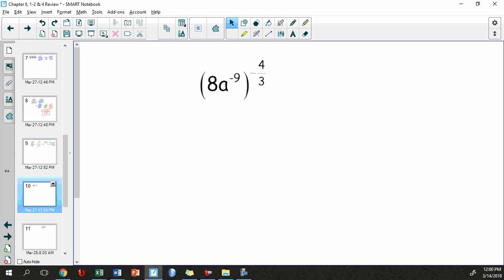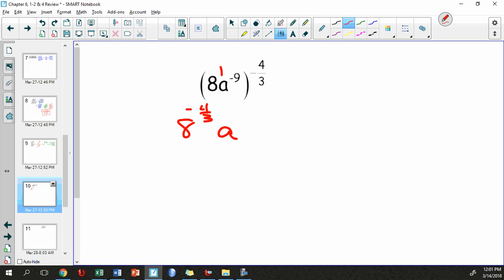Simplify that. And yes, that is a negative 4/3 power. Okay, what's the first thing you should do? Put on any missing exponents. What's missing an exponent? The 8. Now what do we do? Distribute. So this is 8 to the negative 4/3, a to the 36 over 3.